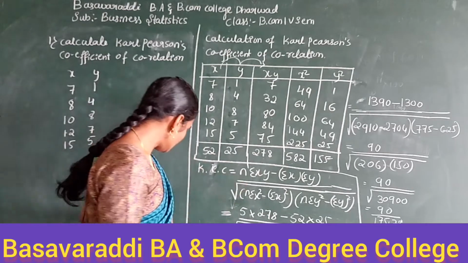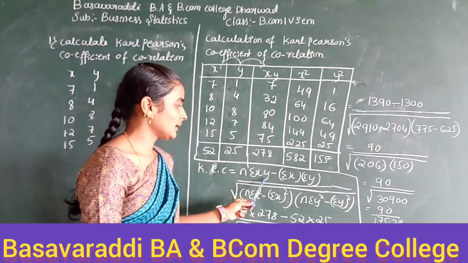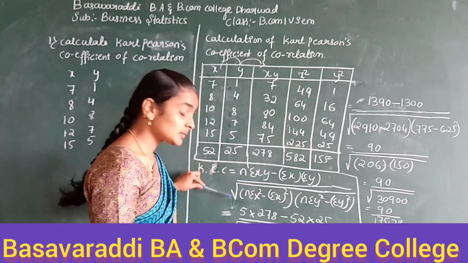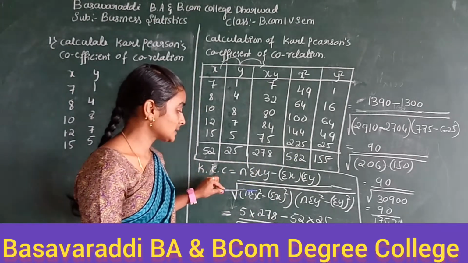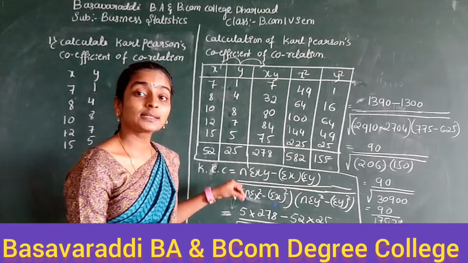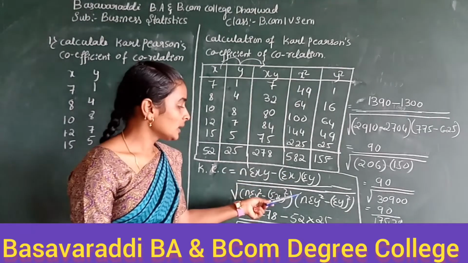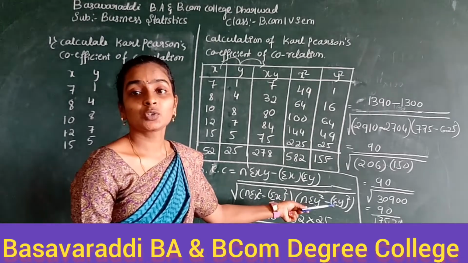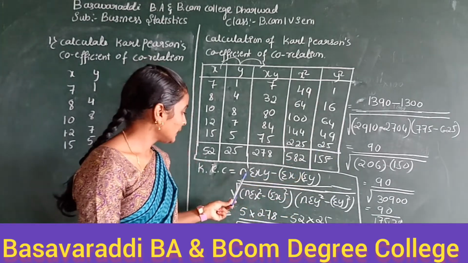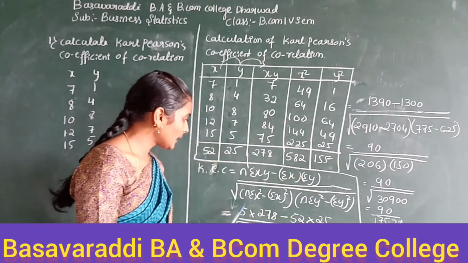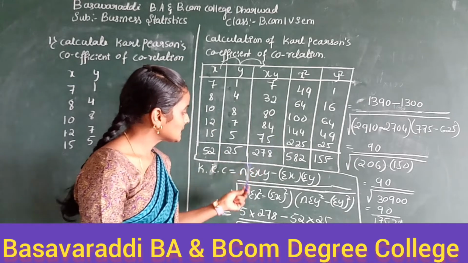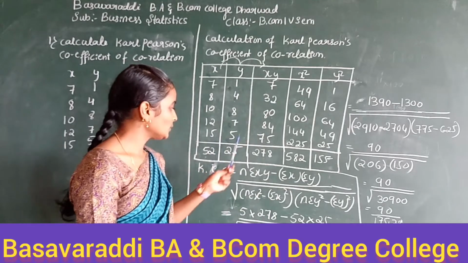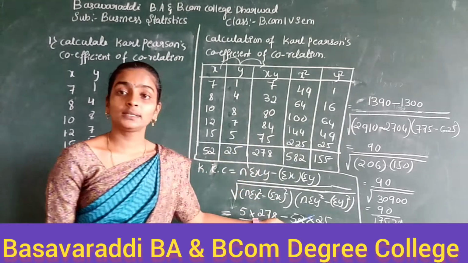Formula is n summation xy minus summation x into summation y divided by the square root of n summation x square minus summation x the whole square into n summation y square minus summation y the whole square. N is the number of values, 5, summation xy 278, next summation x 52, summation y 25.